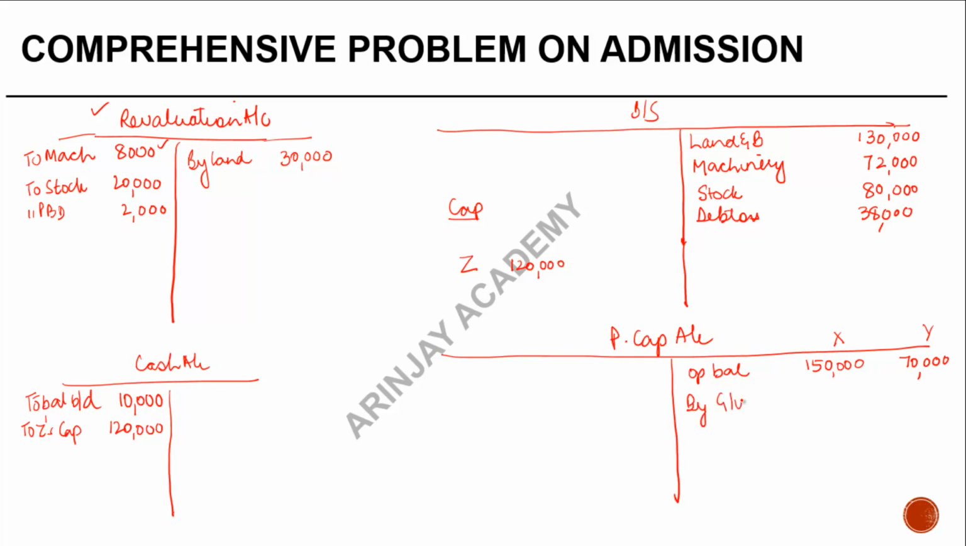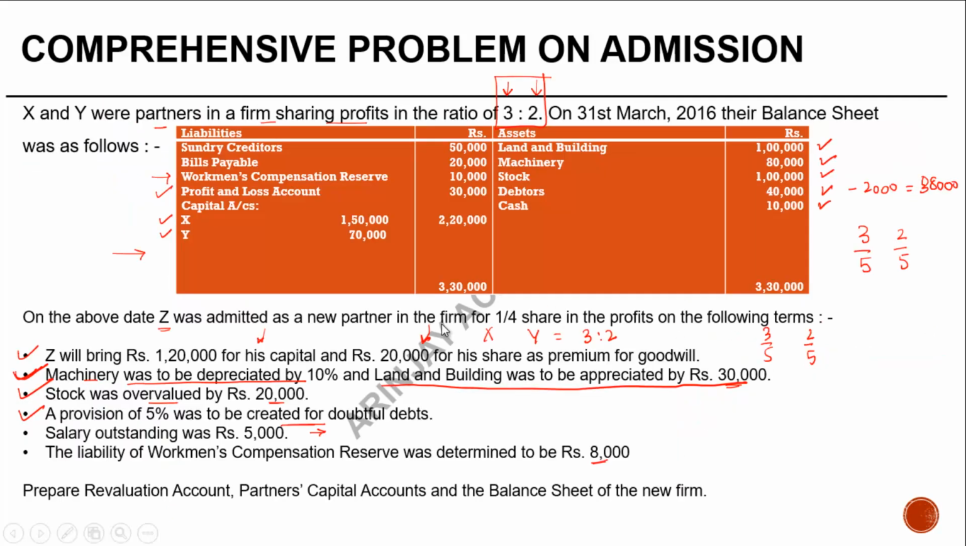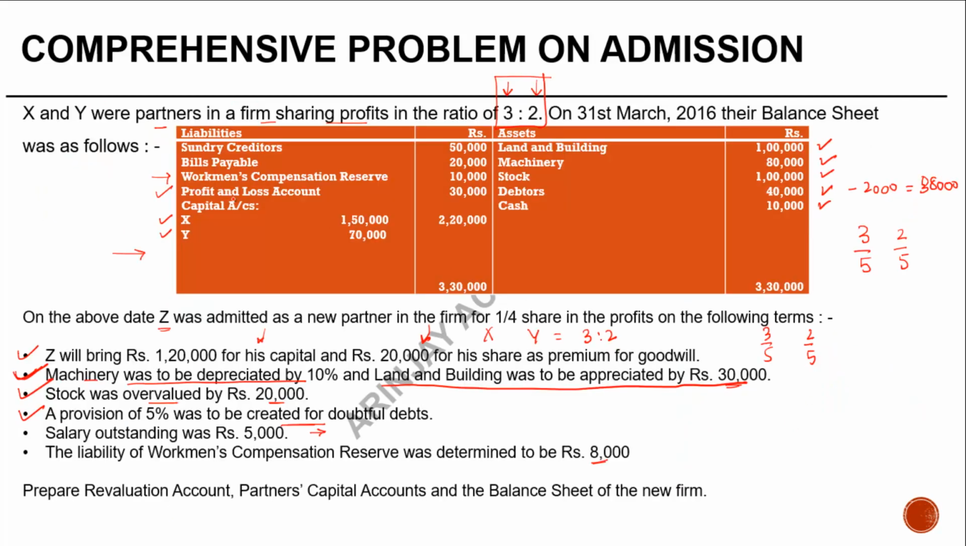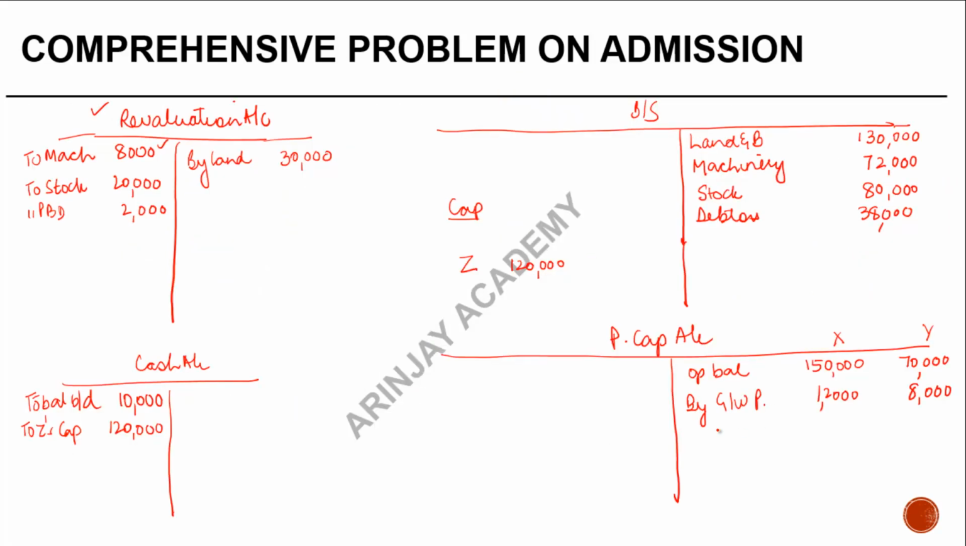By goodwill premium. Okay, how much would that be? It will be 3/5 of 20,000, which is 12,000 and 8,000 respectively, right? Then you go to the profit and loss account. Here the balance is 30,000. All the earlier reserves are to be transferred to the accounts of the partners whenever you are admitting a new partner. So 30,000 being the old profit will be distributed in the old profit sharing ratio of 3:2, which will be 3/5 for X and 2/5 for Y.